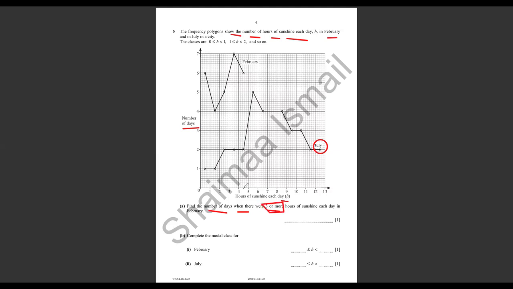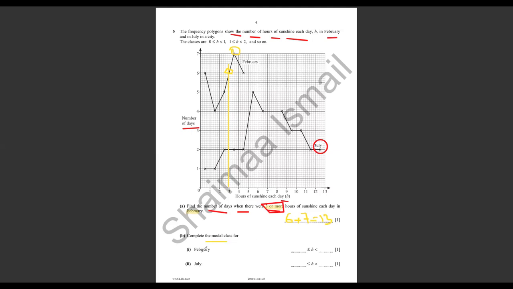Okay, 3 or more. So hours of sunshine each day in February. That is 3, so let's move from 3 hours on to February. It will be like this. So it is 6 days, and another 7 days. So here I'm going to say 6 plus 7, which equals 13.